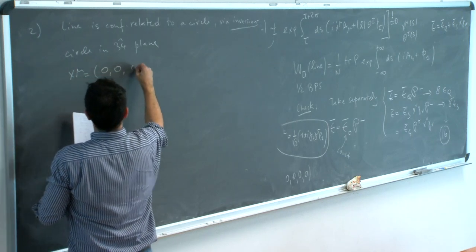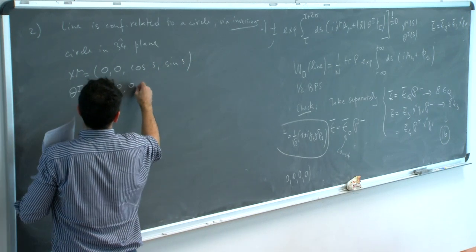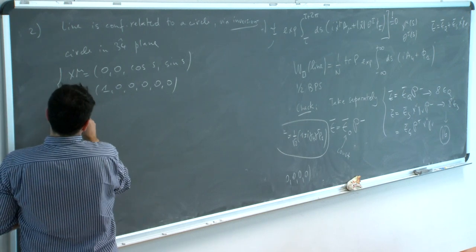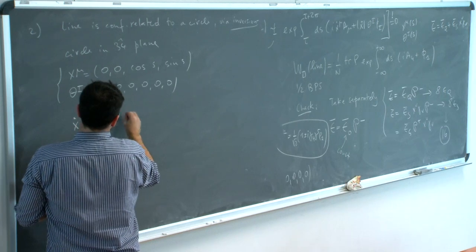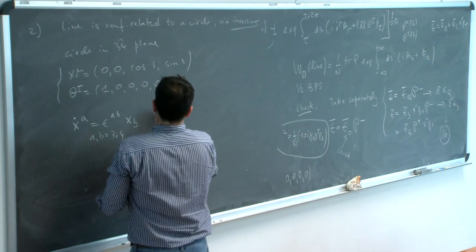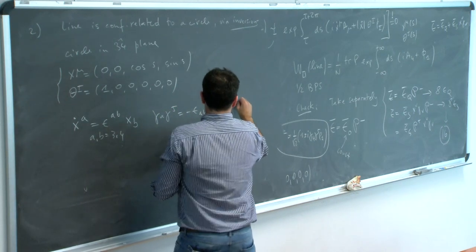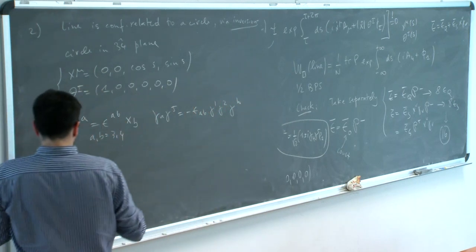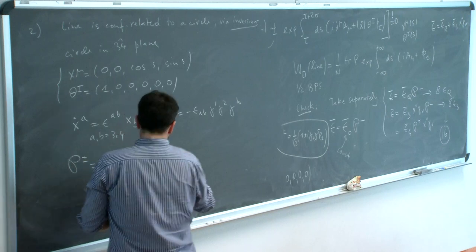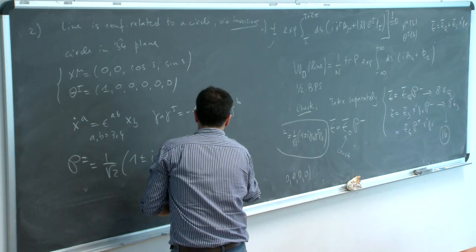So x mu is 0, 0, cosine of s, sine of s. And theta I is the same vector. Now x dot a is equal to epsilon ab, xb, where a, b are 3-4. Now gamma a, gamma 5 becomes minus epsilon ab, gamma 1, gamma 2, gamma b. So if you write down your projectors, you discover that they have this form: 1 plus minus i, gamma 1, gamma 2, rho 1, xb, gamma b.